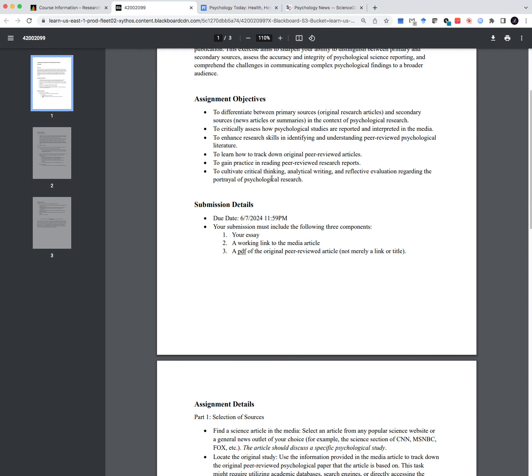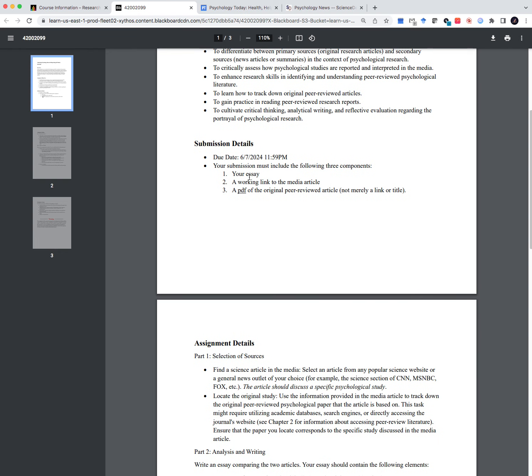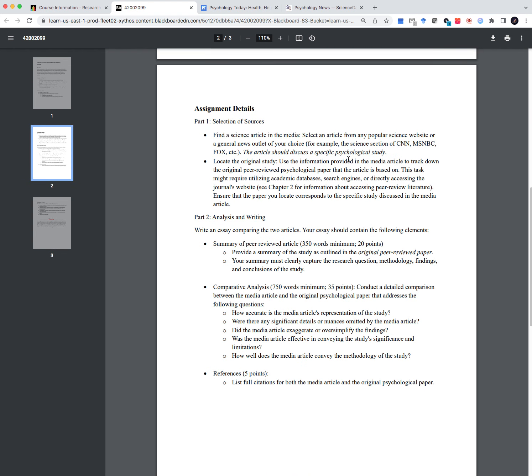Okay, so you're going to submit an essay that we'll talk about in just a moment, a link to a media article that we'll talk about in just a moment, and a PDF to the original peer-reviewed article. Okay, so with that in mind, let's talk about the details of this assignment. And part one is the selection of sources.